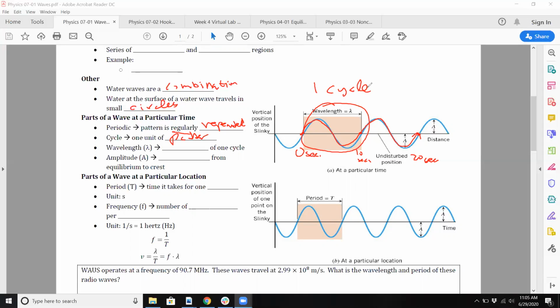The wavelength is the distance of 1 cycle. Again, it's 1 unit of the pattern. Let me erase that and make that neater. Again, distance. And the amplitude is height from equilibrium to crest. So the crest is the top, and equilibrium is kind of like the middle. So that's considered the amplitude. And then the period is the time it takes to complete 1 cycle.